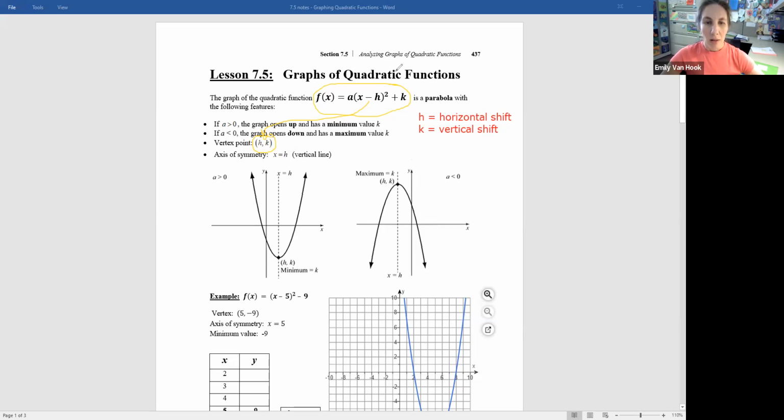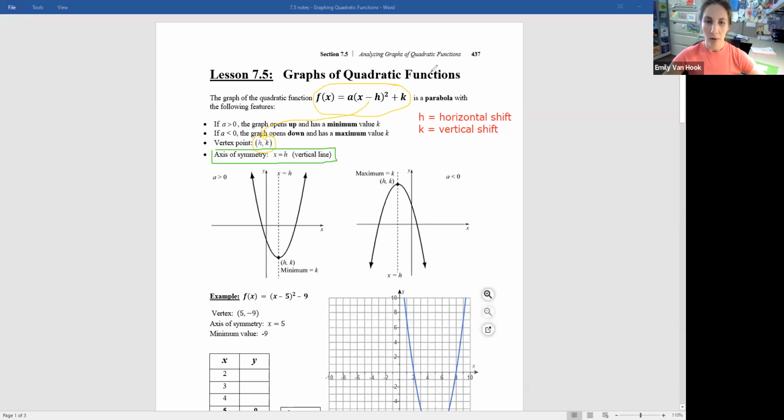Okay, another vocabulary term to know is axis of symmetry. So that's this vertical line that sort of cuts the parabola in half. So it's a line of symmetry, it's vertical, it goes through the x-axis, it's always x equals h. And again, it's a line of symmetry, the graph is symmetrical on either side of the axis.